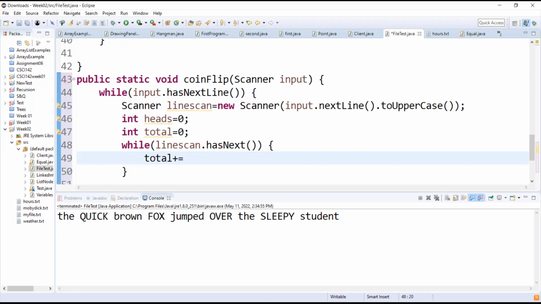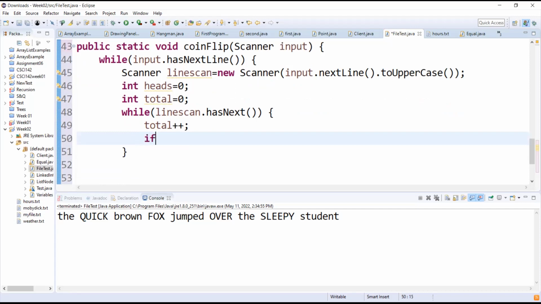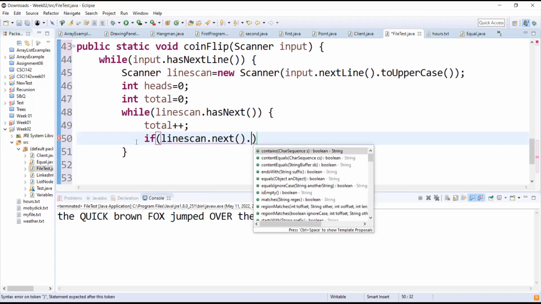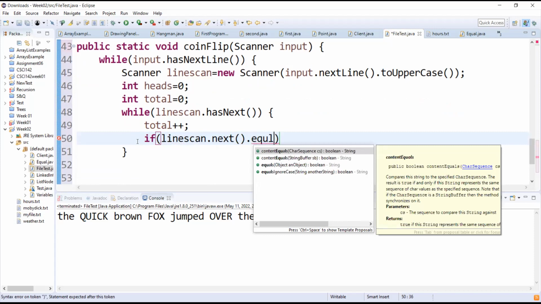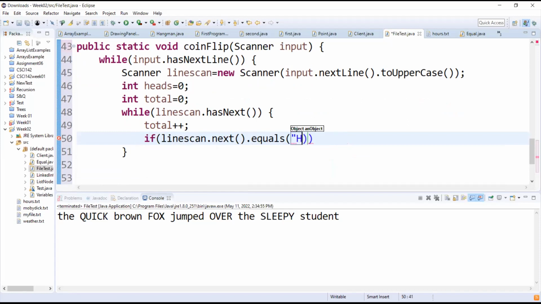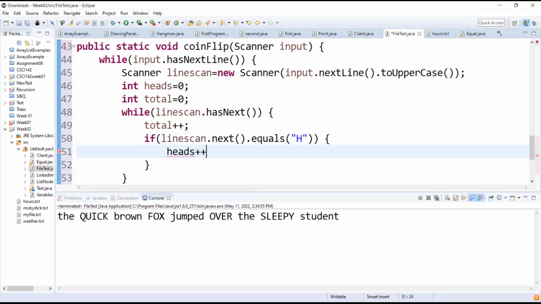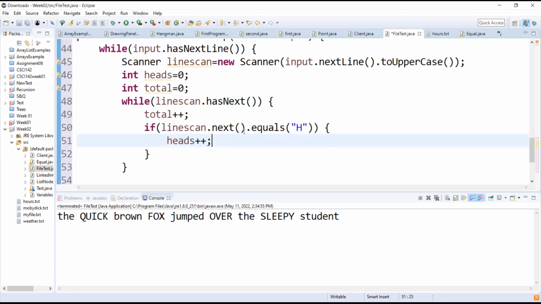We saw a word or a character, total plus plus, and then we check if line scan dot next, because we have to do the increment as well, equals to what character we are looking for? H. So if it equals H, then heads plus plus. That's how we do heads plus plus. And this is where my if condition ends, and this is where my inner while loop ends.